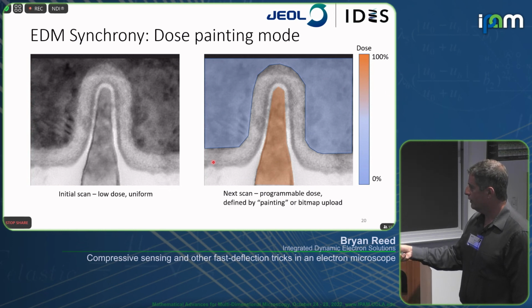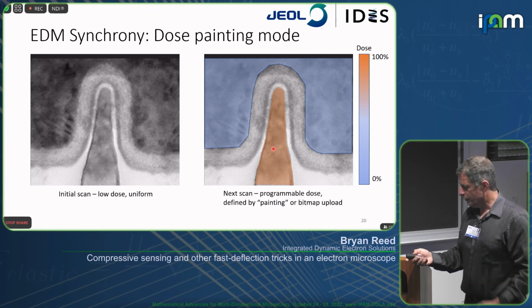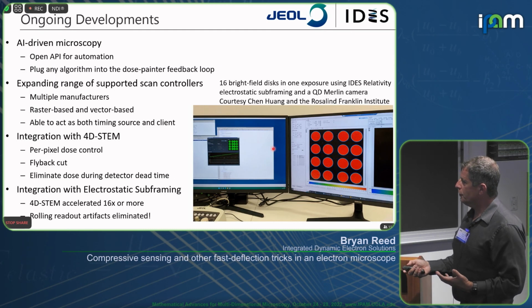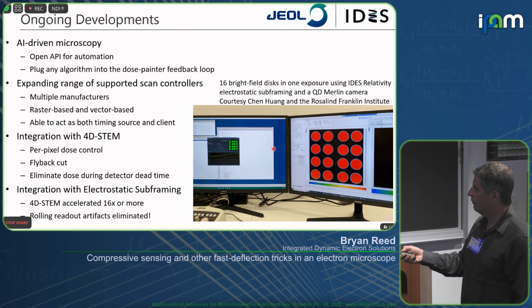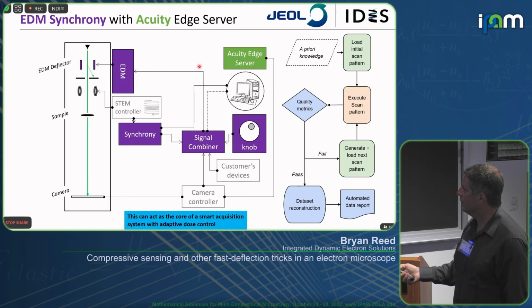So someone could scan this device, right, and say, ooh, I want to put no dose up here. I want to do like 50% dose here and 100% dose here. And you just draw on it and say where you want to do it. Or you get your computer to do it. So there's an open API for automation. You can plug any algorithm into the dose painter feedback loop. I'm actually going to skip through the rest of that slide.